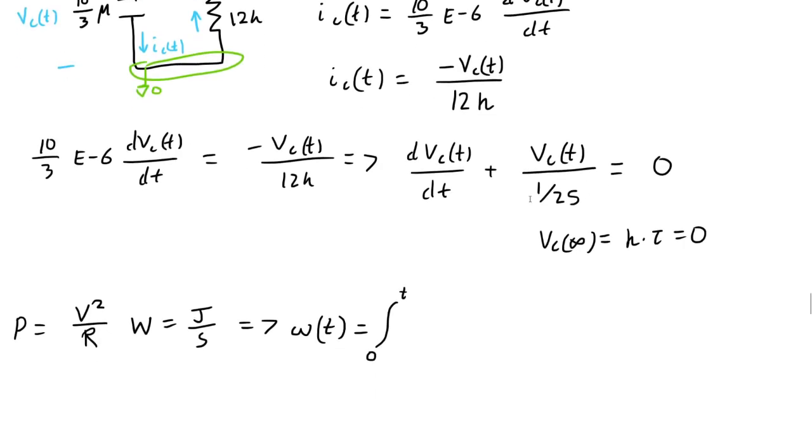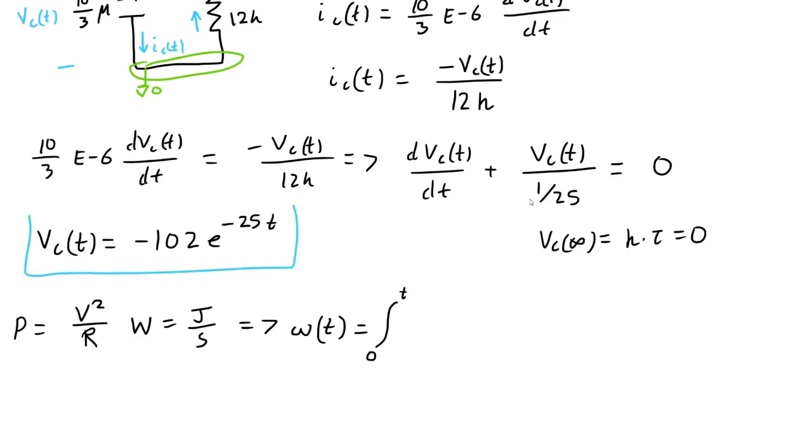So we can write our final expression for the voltage across the capacitor. It's going to be the voltage at infinity, which is 0, and then the voltage at the initial state minus the voltage at infinity. So that's minus 102 minus 0, e to the minus t over tau, and tau is 1 over 25, so it's going to become 25t. And that models the voltage across the capacitor here.